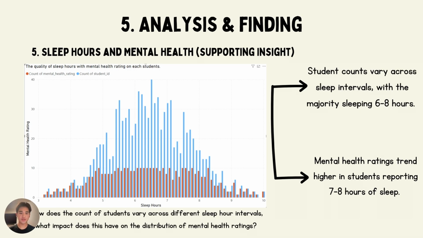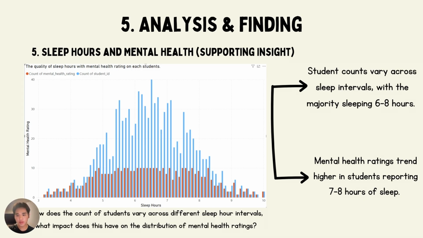The question is, how does the number of students vary across different sleep hour intervals and how does that relate to mental health? We found that most students sleep between 6 to 8 hours a night, and this group also had the best mental health ratings overall. As sleep hours drop below 5, mental health ratings also drop significantly. So not only do more students tend to sleep in the healthy range, but it also clearly supports their emotional well-being. This shows just how important regular sleep is, not just for energy, but also for staying mentally balanced.